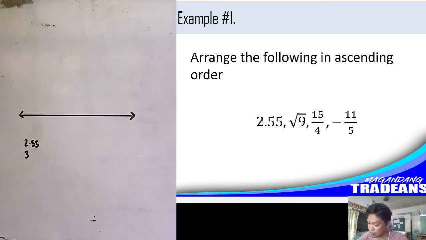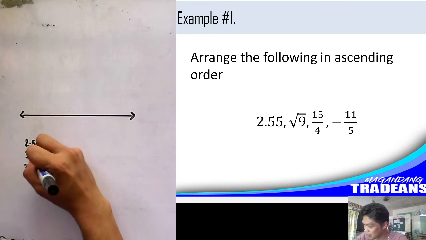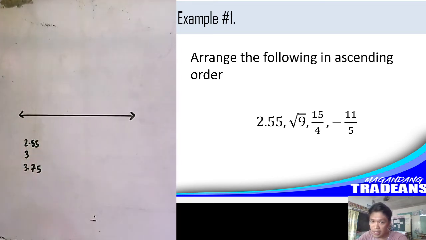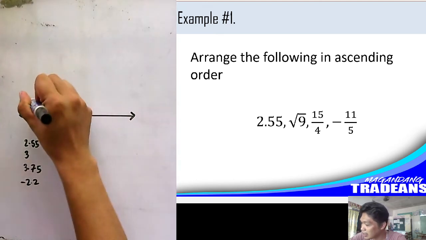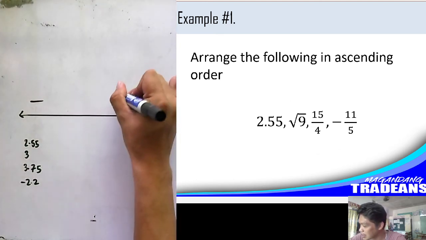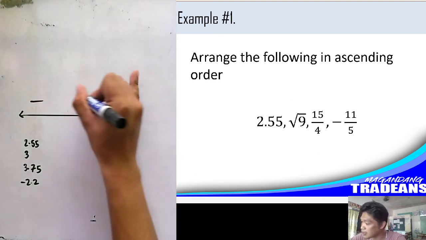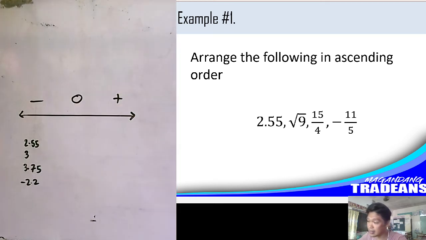15 over 4, when we use the calculator to make it faster, is 3.75. Negative 11 over 5, when we divide, is negative 2.2. Take note, all the negatives are on this side, all the positives are on the right side, and the neutral is in the middle. Okay?